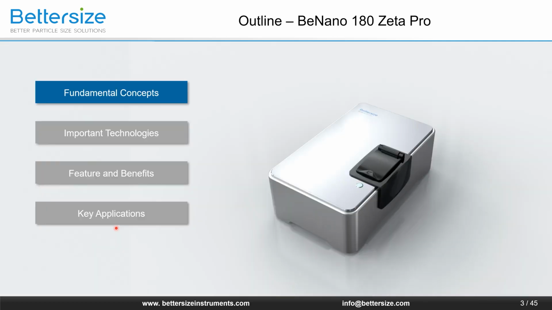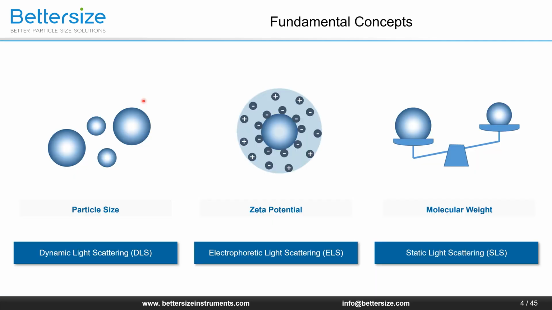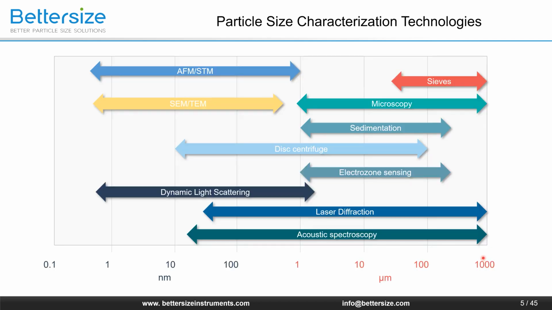Before we dive into the product, let's get to know some fundamental concepts. The BeNano analyzer enables accurate measurements on particle size, zeta potential, and molecular weight of nanoparticles, using the technologies like DLS, ELS, and SLS respectively. You may wonder what these concepts are and why they are important. Please follow me with a walkthrough on the introduction to them.